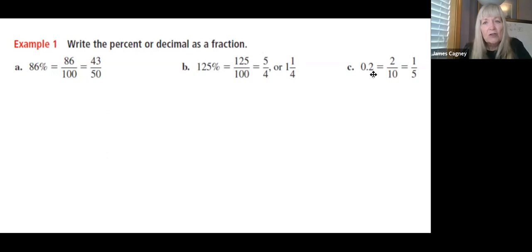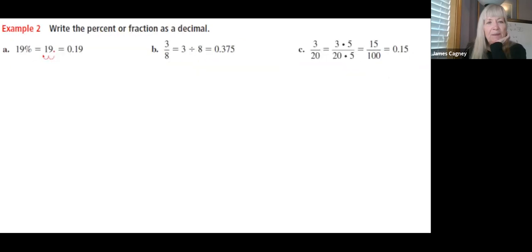Here, 0.2. Well, you would write it as 2/10 because this is one place after the decimal. So this is a tenths place. 2/10. Both of them are divisible by 2, so simplified, I'm going to get 1/5. So to write the percent or fraction as a decimal, remember that this means parts of 100. So I would write this as 19. I need to move the decimal 2 places to the left, so it's 0.19.